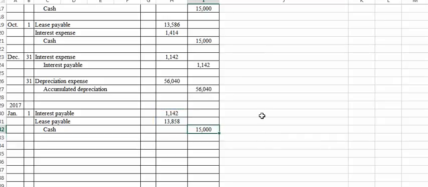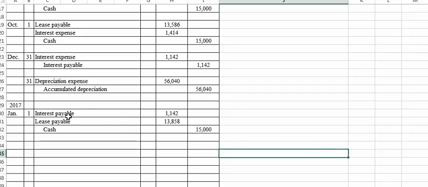And there you go. The only reason this one changed, you guys, is we recorded the interest expense in the 2016 fiscal year, the year in which it was incurred. So we debit interest payable here rather than interest expense.